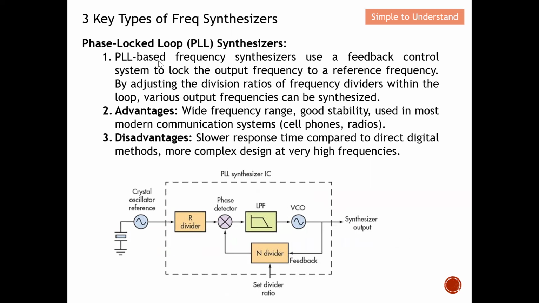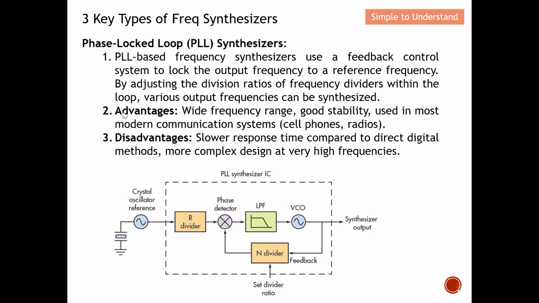The phase lock loop based frequency synthesizer uses a feedback control system to lock the output frequency to a reference frequency. By adjusting the division ratio of the frequency divider within the loop, various output frequencies can be synthesized. So in short, you can see that we can move up the frequency or move down the frequency based on this phase lock loop. I have done some discussion on phase lock loop, and I will put the link under the description also.